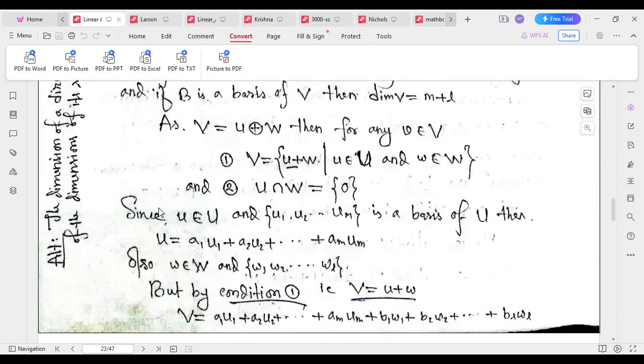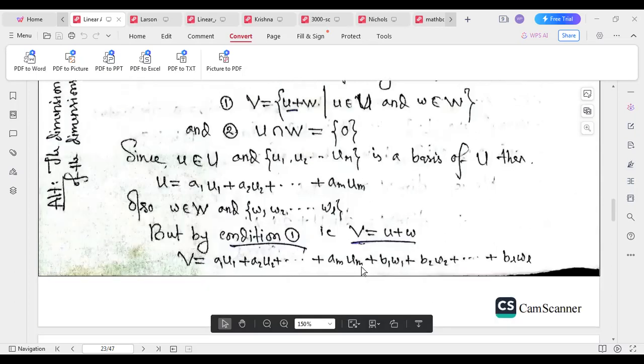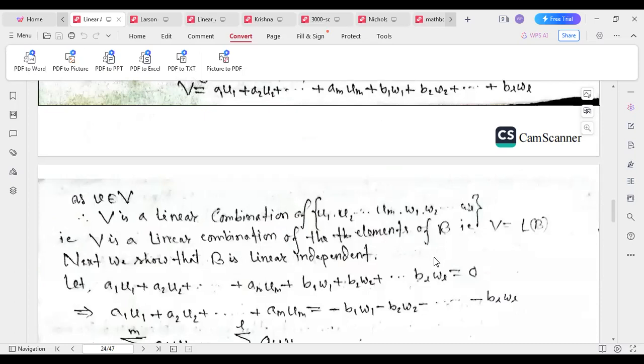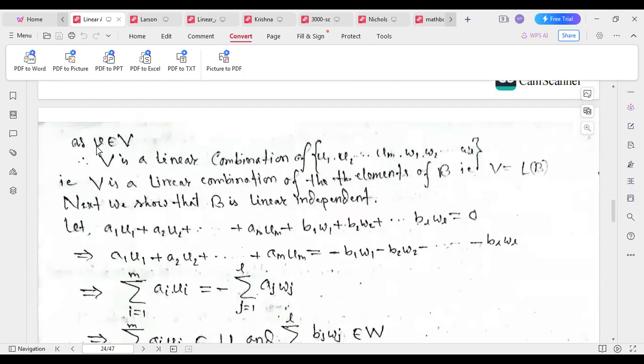Since u belongs to U and u1, u2, ..., um is a basis of U, u can be written as a linear combination of these. Also w belongs to W, and w1, w2, ..., wL is a basis of W. By condition 1, we observe that b equals u plus w. So b can be written as a linear combination of the whole set of u's and w's, that is u1, u2, ..., um, w1, w2, ..., wL. That is, b is a linear combination of the elements of B. That means B generates the space B.